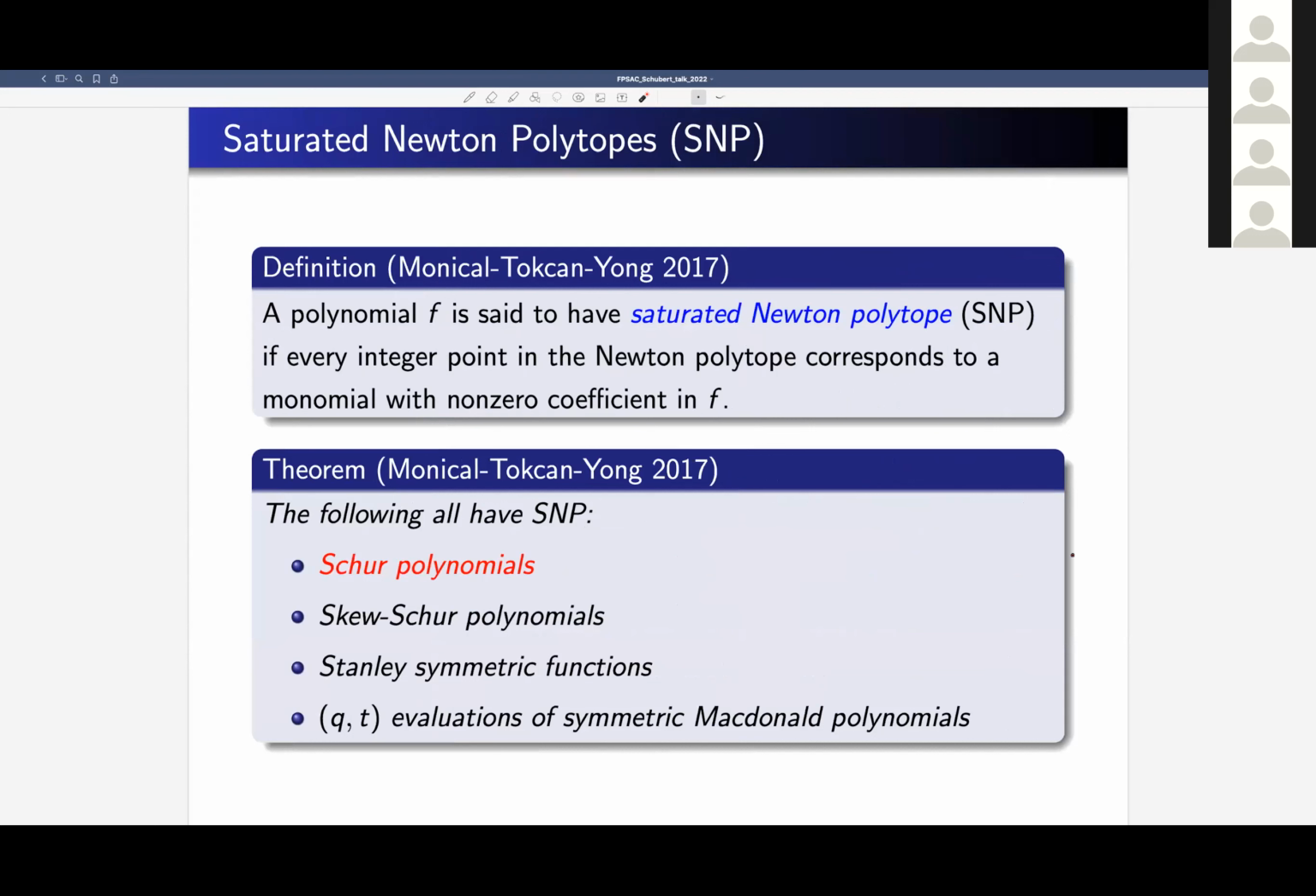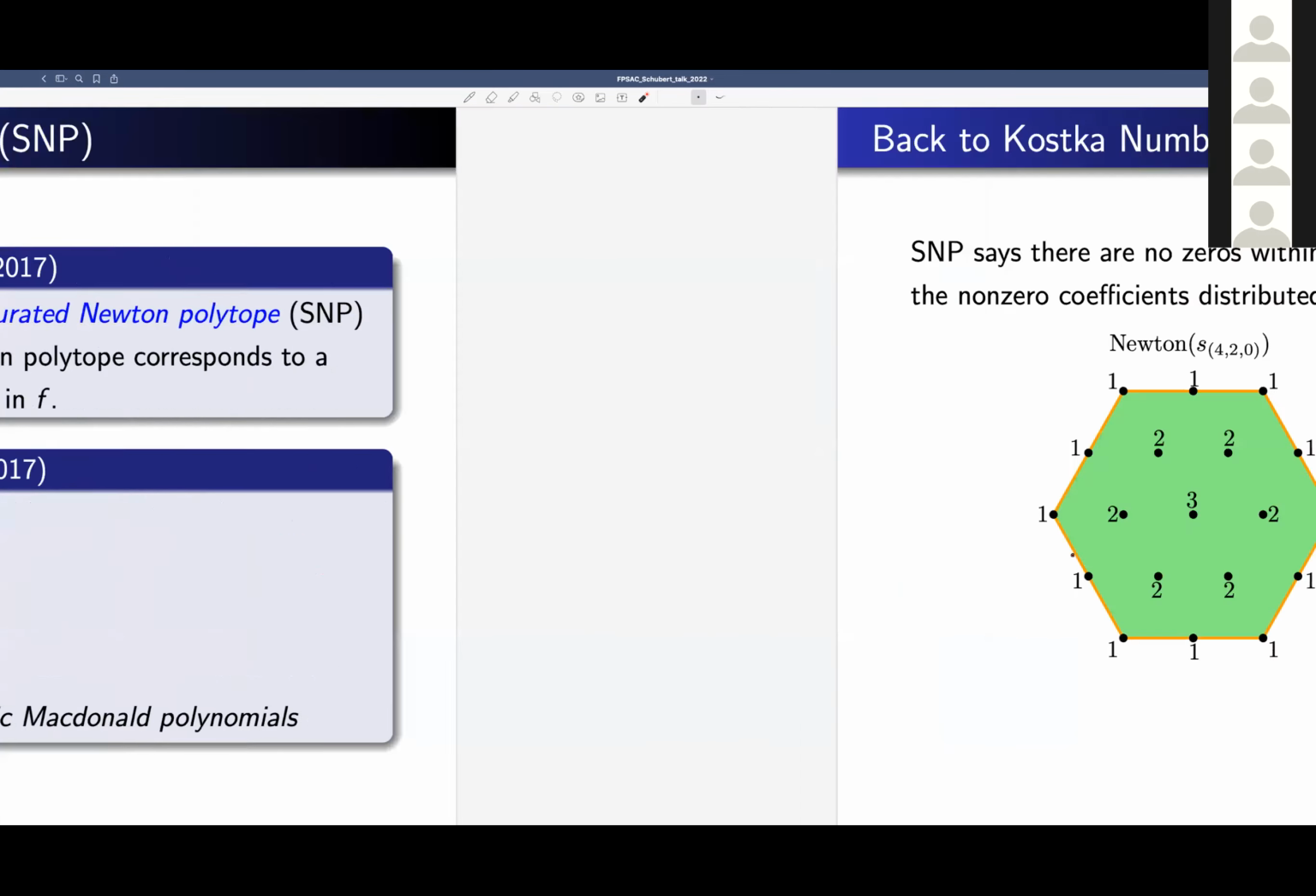And so this is a definition of Monical, Tokushige, and Young. They decided to call the Newton polytopes, where every integer point yields a non-zero term, saturated Newton polytope. So a polynomial is said to have a saturated Newton polytope if every integer point in the Newton polytope yields a monomial with non-zero coefficient. And they proved in this paper in 2017 that Schur polynomials indeed have this property, and they proved it for a host of other polynomials as well as conjectured for them.